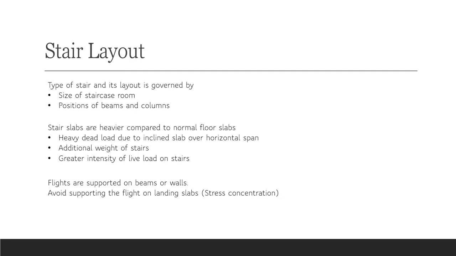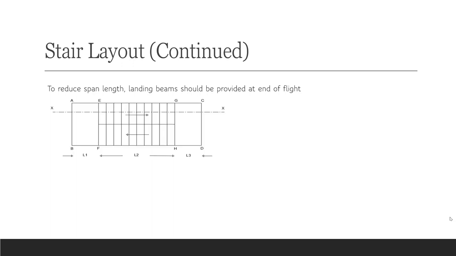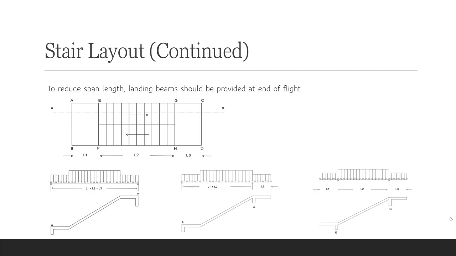Stair flights shall be supported on beams or walls. Supporting the flight on landing slab should be avoided, as it can cause stress concentration in the supporting landing slabs at their junctions. Wherever possible, landing beams should be provided at the end of flight to reduce span. In the figure, beams can either be provided at AB or EF on one side and at GH or CD on the other side. Beams at EF and GH not only reduce the span, but the landings beyond EF and GH act as cantilevers, which significantly reduces the design moments at mid-span.